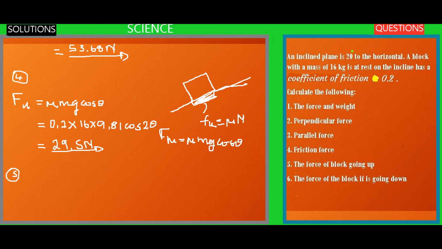So the next question said calculate the force of the block going up. When the force goes up, the friction force opposes the motion, which means it goes down. So we'll have to say it by drawing.